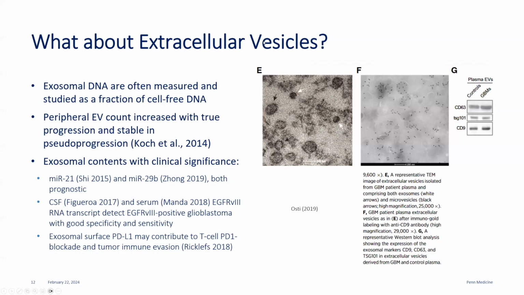Variant EGFR RNA transcripts can also be detected in CSF and serum exosomes from variant-positive glioblastoma with good specificity and sensitivity. Last but not least, GBM exosomal surface PD-L1 has been shown capable of binding T-cell PD-1 and is hypothesized to play a role in GBM immune evasion through PD-1 blockade. Exosomes have much more to offer, and we're only scratching the surface here.